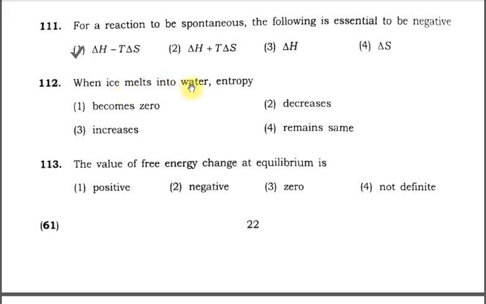When ice melts into water, does entropy become 0, decrease, increase, or remain the same? The answer is option number 3, which is increases. Question number 113. The value of free energy change at equilibrium is: number 1 positive, number 2 negative, number 3 0, and number 4 not definite. The correct answer is option number 3. It is 0, because when the reaction is at equilibrium, there is no more work which can be done. So free energy is 0.